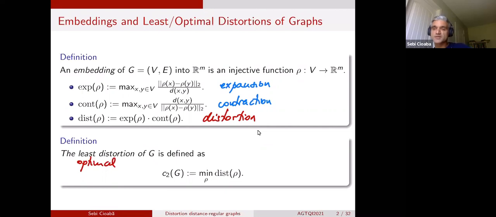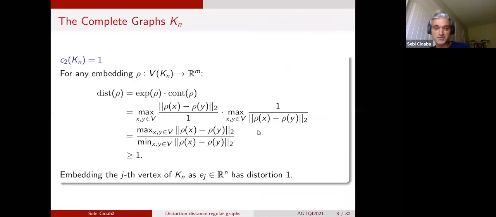Now this is a quantity that's well studied in mathematics and in computer science. I can give you references at the end. So let's do some examples. Let's take the complete graph Kn. If you take any embedding, so again rho is an injective function from the vertices of Kn into Rm, the distortion of rho is the product of the expansion and the contraction. The expansion measures how far the images of the vertices go from each other. But you know that in the graph, the distance between any x and y is 1.